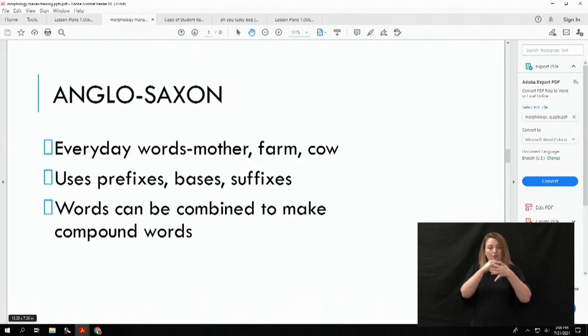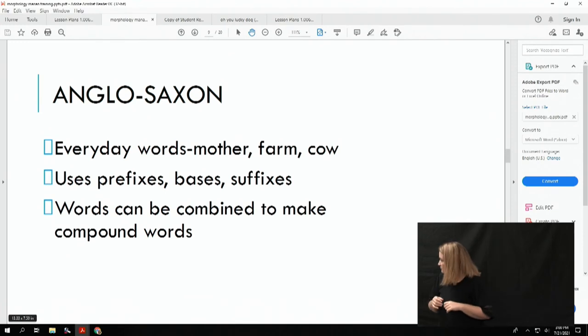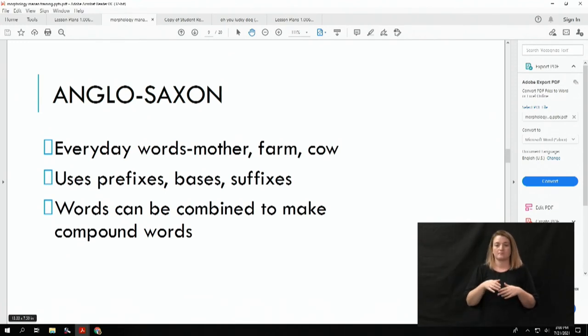Okay, Anglo-Saxon. Anglo-Saxon words are everyday words. Mother, farm, cow. Anglo-Saxon words are the words that kids learn first. Unfortunately, they don't play fair. They've just changed over time. They are put together in a certain way. There are bases, prefixes, suffixes, or compound words. That's how you put together Anglo-Saxon words.